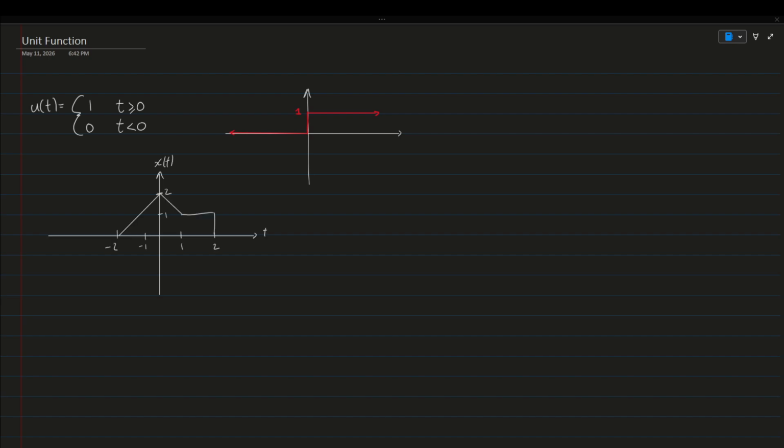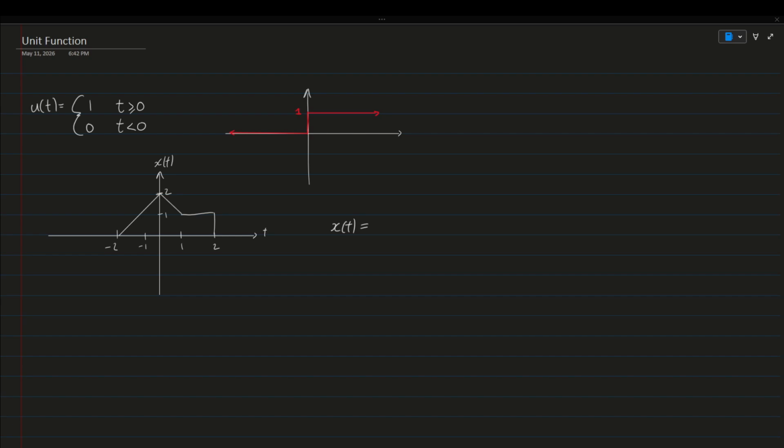Alright, let's suppose we have this function x of t, and we want to find x of t in terms of u of t. So we should have x of t equals some u of t, maybe with a shift, maybe with negative, whatever transformations. It could be multiple unit step functions. The easy way to identify it is just look at the different shapes.